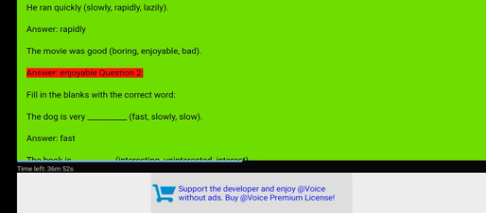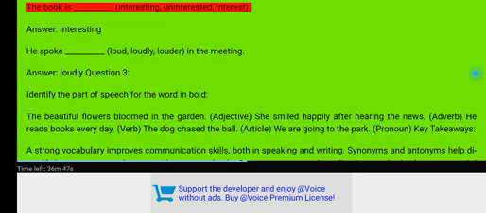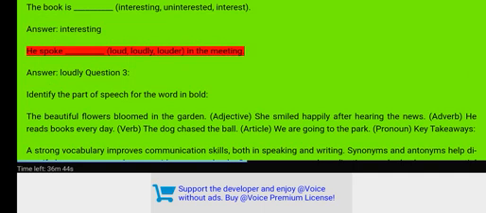Question 2. Fill in the blanks with the correct word. The dog is very blank: fast, slowly, slow. Answer, fast. The book is blank: interesting, uninterested, interest. Answer, interesting. He spoke blank in the meeting: loud, loudly, louder. Answer, loudly.